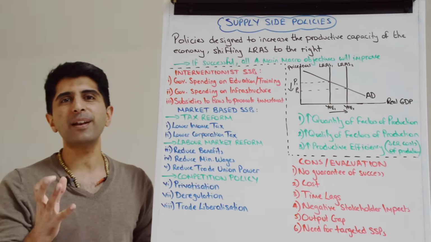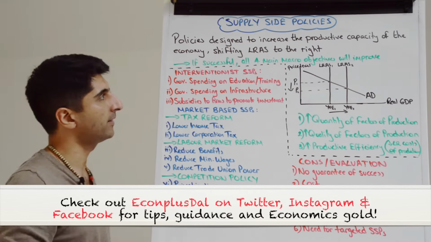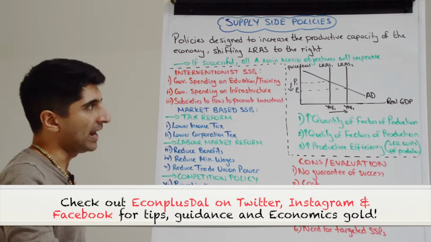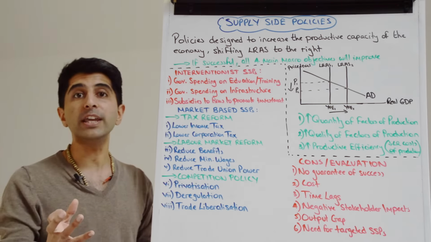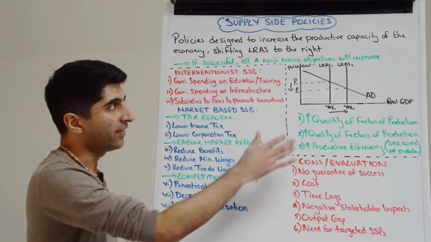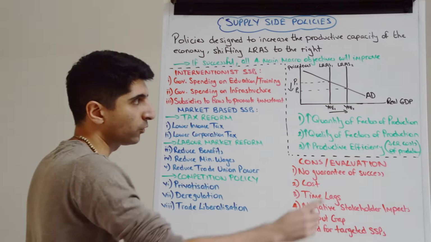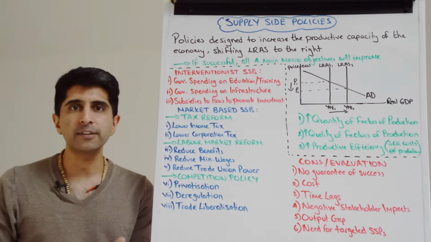Hi everyone, supply side policies are policies designed to increase the productive capacity of the economy and thus shift LRAS to the right. And if these policies are successful, then all four main macroeconomic objectives will improve. This diagram shows you that. If these policies work in boosting LRAS, we can see the increase in growth rates. With that, we see reductions in unemployment.